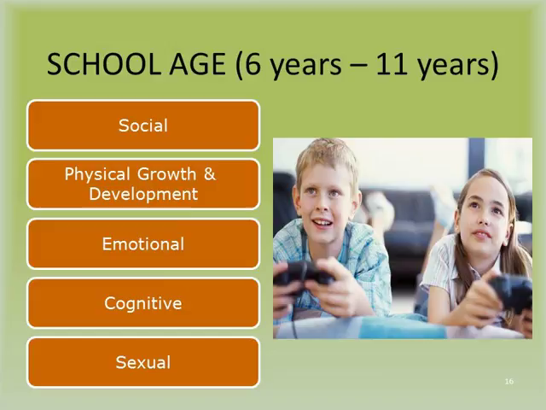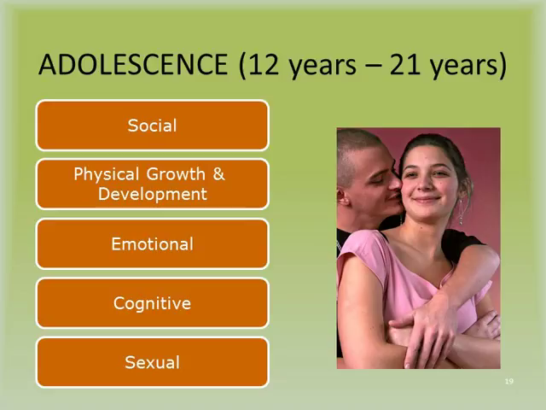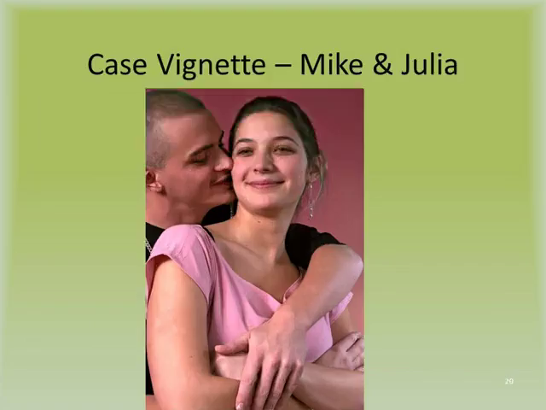And then they move on to adolescence. Again, it starts with a little quiz and then moves on to more information shared with the trainees about adolescence in each of these domains. Then we have a vignette regarding adolescents Mike and Julia, and we have an opportunity for the trainees to read a little bit of information about Mike and Julia, and then apply some of that information in determining which developmental domain is mostly the focus of the vignette and what kind of interaction they might need from their social worker.